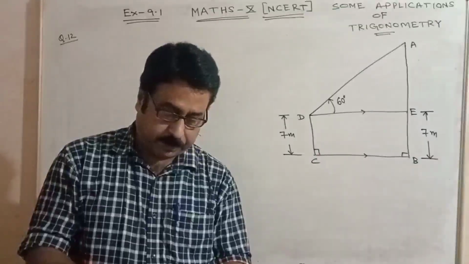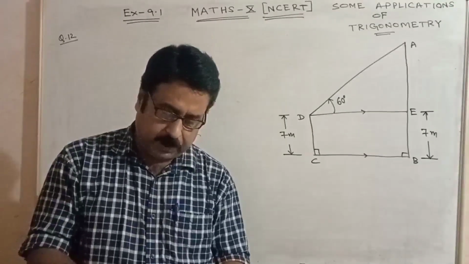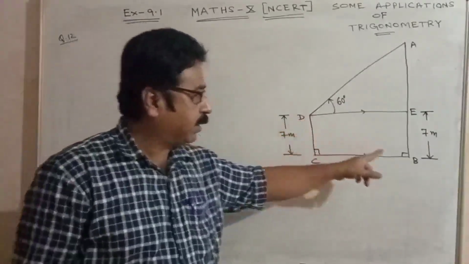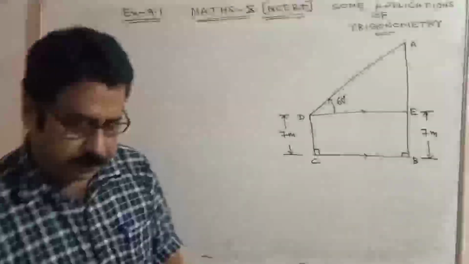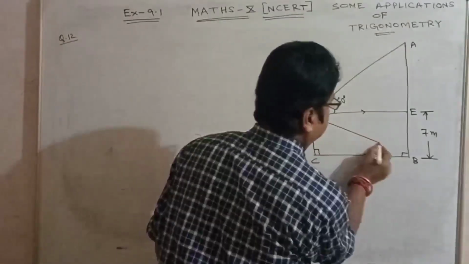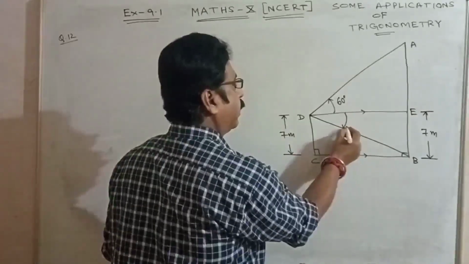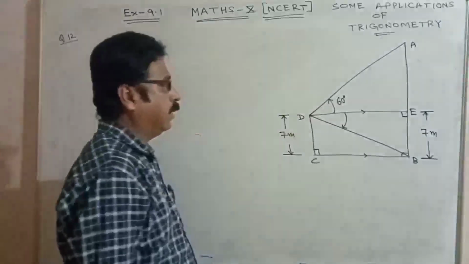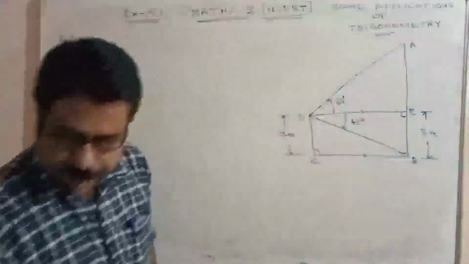Next it is given that the angle of depression of the foot of the tower is 45 degrees. From the point D, the angle of depression of the foot of the tower B is 45 degrees. This angle is the angle of depression. This angle we can take as 90 degrees. This angle of depression is 45 degrees.